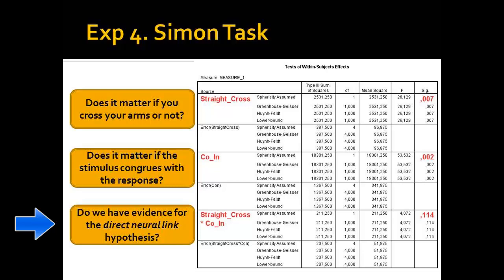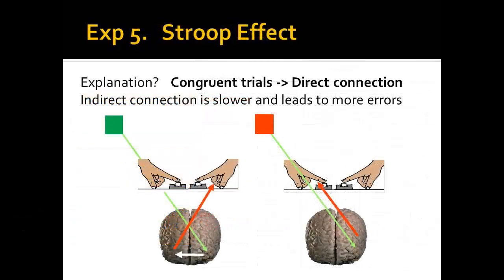But how is that possible? The direct neural link hypothesis suggested that there should be an interaction. If your arms are straight, the congruent trials have the direct neural link, so that's why they're faster. But when you cross your arms, the incongruent trials have the direct neural link, so now they should be faster. But they're not, and that's the point. So what does that say about the direct neural link hypothesis? Well, it means that the direct neural link hypothesis that attempted to explain the Simon effect is wrong.